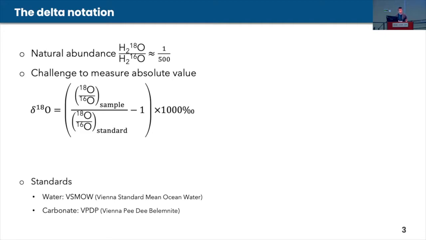That's why people always use the delta notation, meaning people compare the relative abundance in the sample against some standards. So here, if the relative abundance of 18O is higher in your sample against the standard, you end up with positive delta value. So if the relative abundance is less than the standard, you end up with negative delta value.